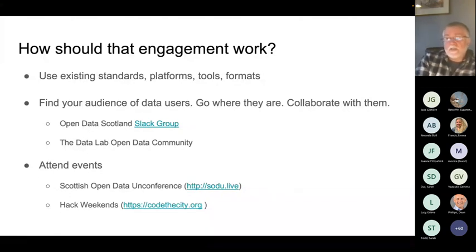So to government, I say, to get your data used, you need to be out there and amongst that civic group. We have got a Slack group. We've got an open data community at the Data Lab, which is one of Scotland's innovation centres, and we also run various events apart from our hack weekends at Code the City, and this includes the Scottish Open Data Conference, which I'll touch on in a second. But there are endless examples from Helsinki and Amsterdam, Barcelona and Berlin, and across the globe that show that most success using open data to citizens' benefit comes from that interaction between government and civic society.